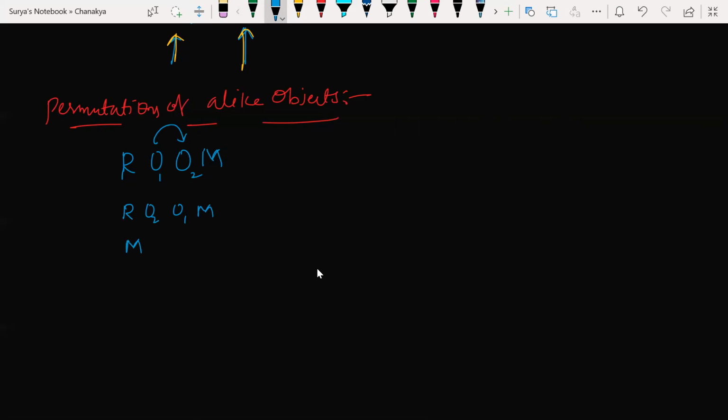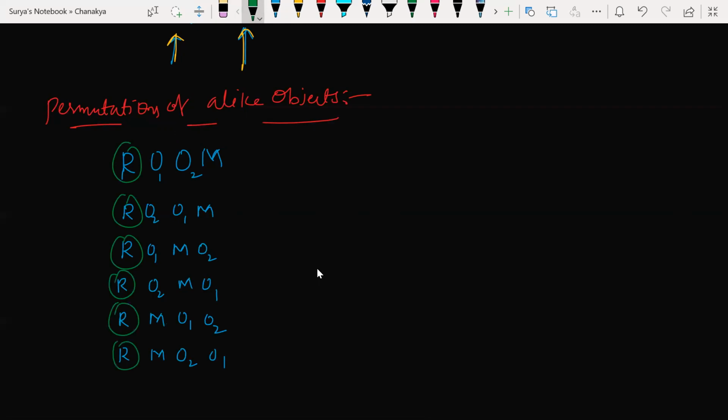Now, how many ways? R, O1, M, O2; R, O2, M, O1; and R, M, O1, O2; R, M, O2, O1. I can arrange in different ways. Look at this here. A word starting with R, in how many ways can I arrange that?